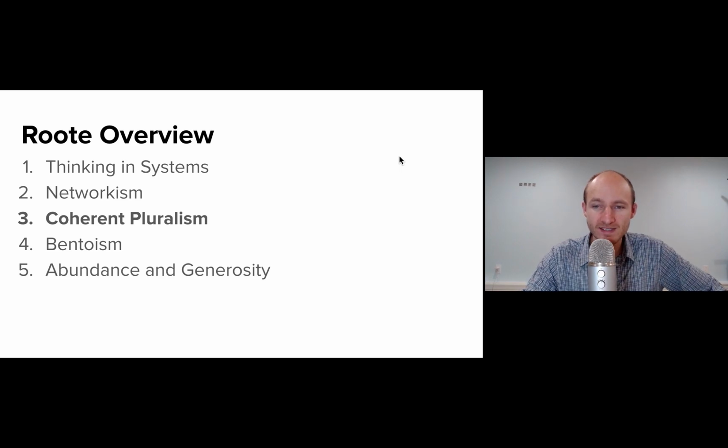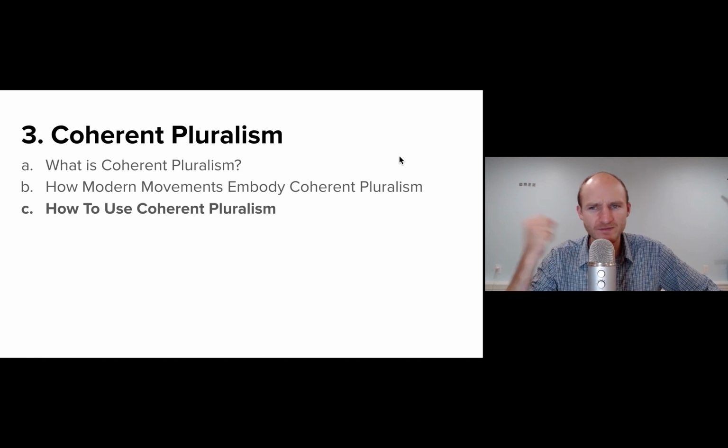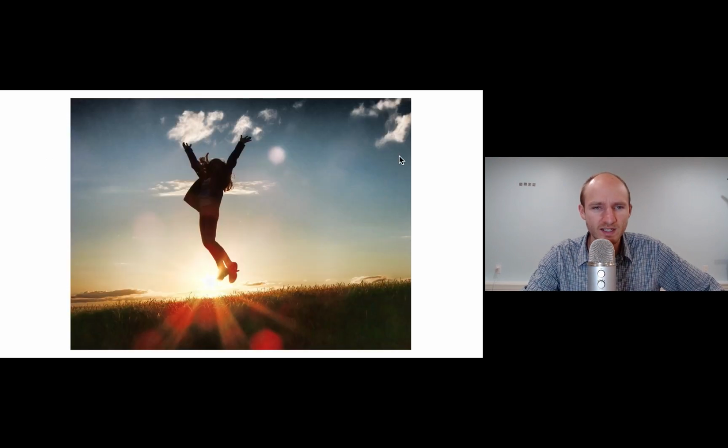Today is about coherent pluralism, and specifically this final piece, which is how to use coherent pluralism. We already talked about what it is and why it's important, and then how these different movements are embodying it. Today we're chatting about actually using it. And today is going to feel a bit like a self-development, self-help thing, but I'm going to try to concentrate entirely on things that are coherently plural.